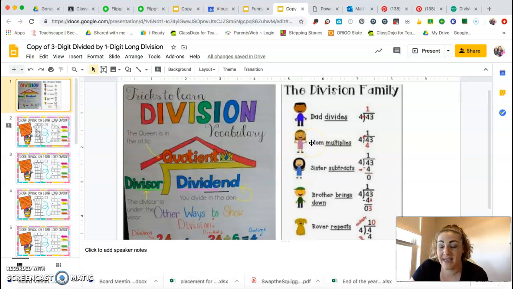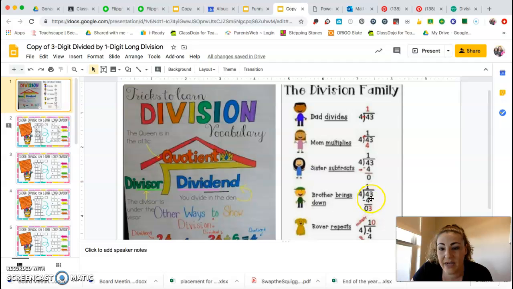The next person in the household is mom, and mom multiplies. 1 times 4 equals 4. Then sister comes in and she subtracts to see how much is left over. So 4 minus 4 is 0. After sister subtracts comes brother. If you have a brother, you know they're wild and crazy and they're going to bring down the house. No, they're going to bring down the next digit.